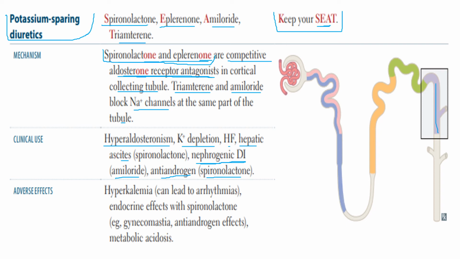It also has some adverse effects, such as hyperkalemia, which can lead to arrhythmias. Endocrine effects with spironolactone, such as gynecomastia, anti-androgen effects, and metabolic acidosis.